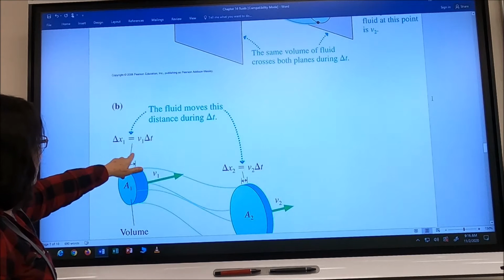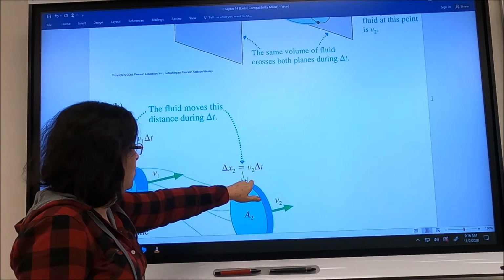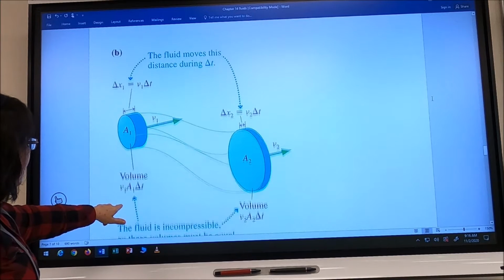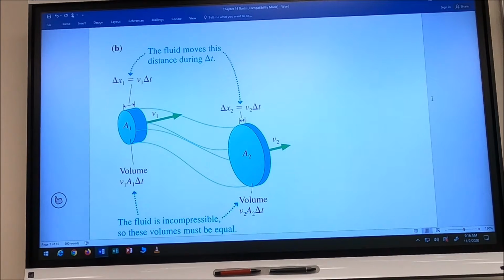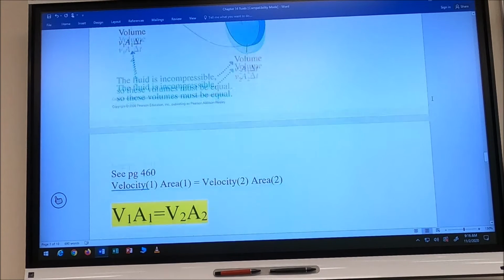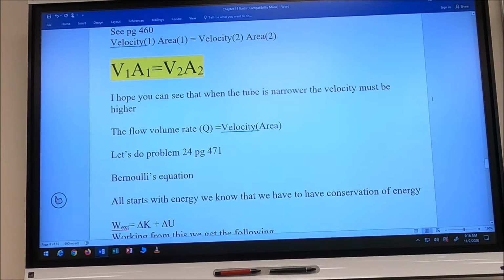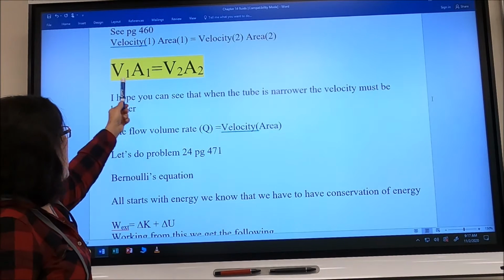So if the liquid here moves a distance delta x1, okay, then the distance that it moves down here is delta x2. Okay? The volume is V times A, surface area times the delta t. The fluid is incompressible, so these volumes have to be equal. Okay? So, the velocity times area 1 has to equal velocity times area 2. So you can see that narrower tubes are going to have higher velocities. You'll also see people talk about the flow volume rate, which is Q. Q is equal to velocity times area.